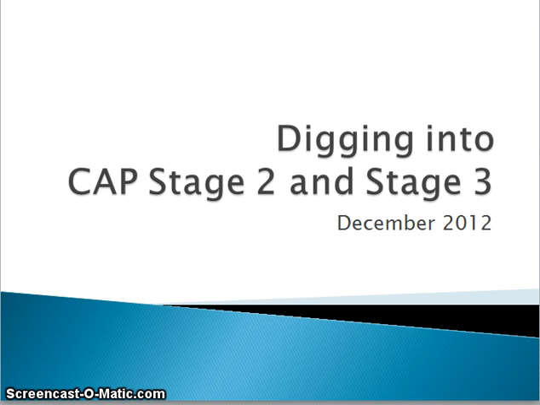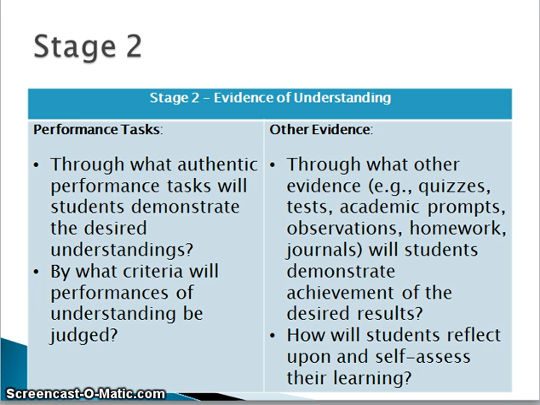Stage 1 of CAP helps us identify the desired results for a unit through knows, understands, do's, and essential questions. Stage 2 is the assessment evidence, and Stage 3 involves the design of the learning plan. We will go into detail about Stage 2 and Stage 3 in this webinar.